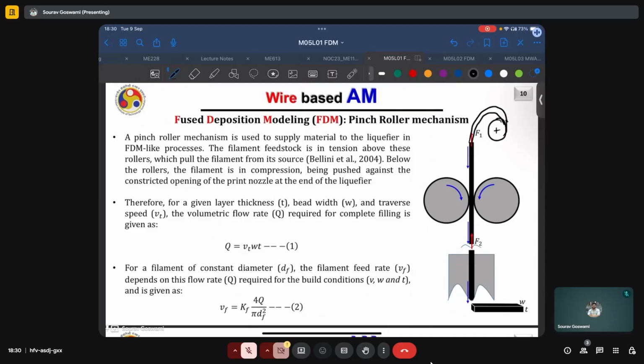Below the rollers, the filament will be in compression. The reason being that the opening of the print nozzle is constricted, that is, it has a smaller diameter than the nominal diameter of the wire. That is why some extent of deformation or crushing from the rollers is in fact desirable.